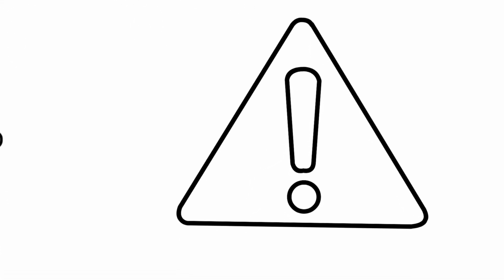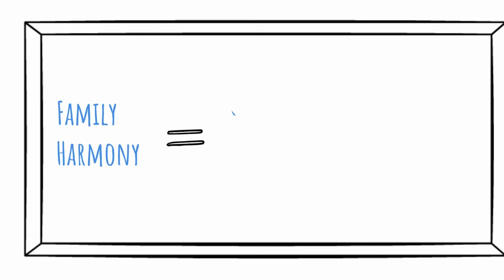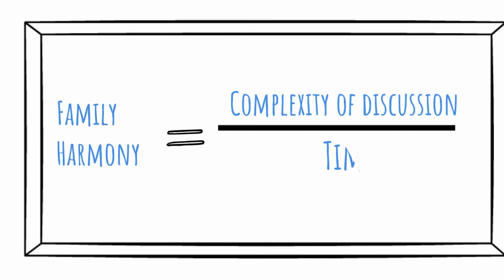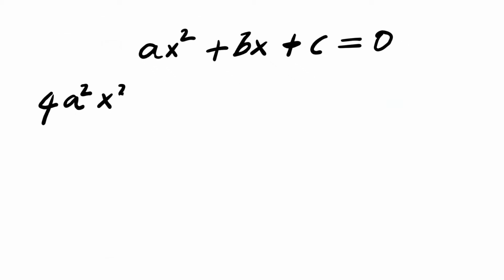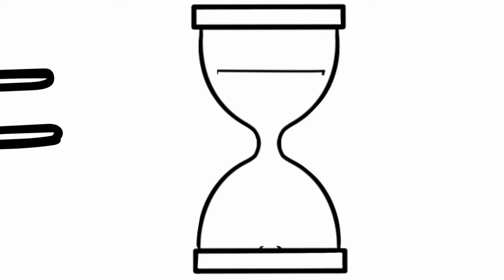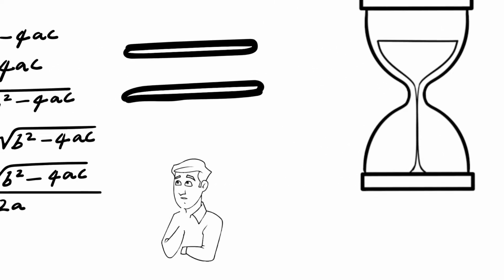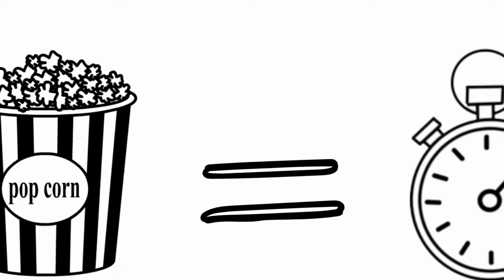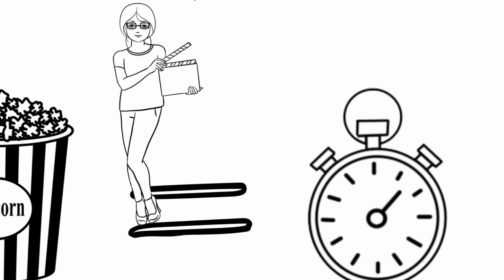A simple equation I like to use to determine how much time to allot to different family discussions is the following. Family harmony equals complexity of discussion divided by time. If the topic is complex for the family members, the longer amount of time you are going to need to process that information together as a family. However, the easier the topic, the less time and effort it will take to make that decision.